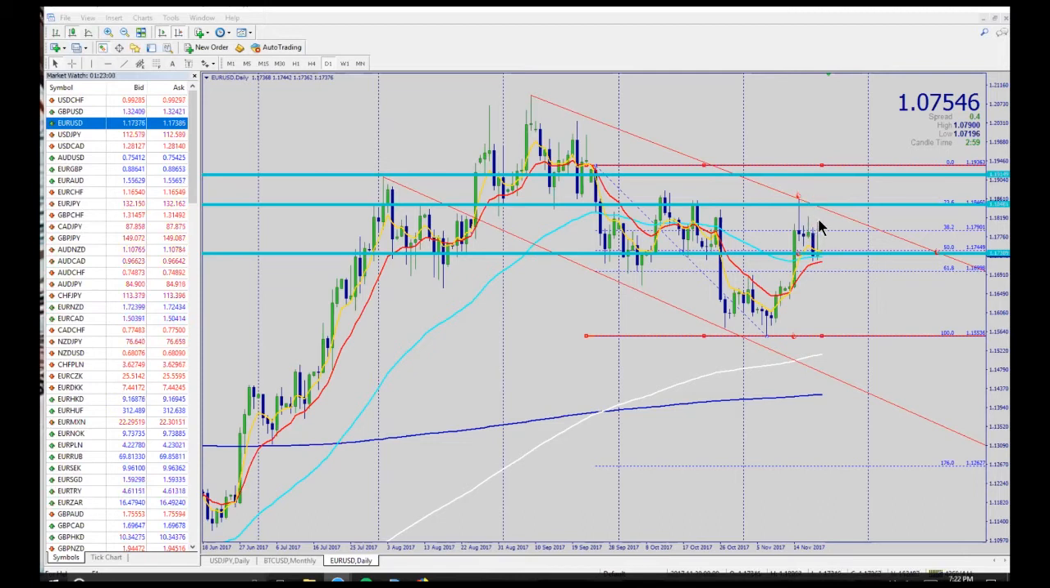Right here, I'm good. Right here, I'm good. It didn't get to my stop loss, so I can ride to get past the next zone. You know what I'm saying? So, that makes sense.